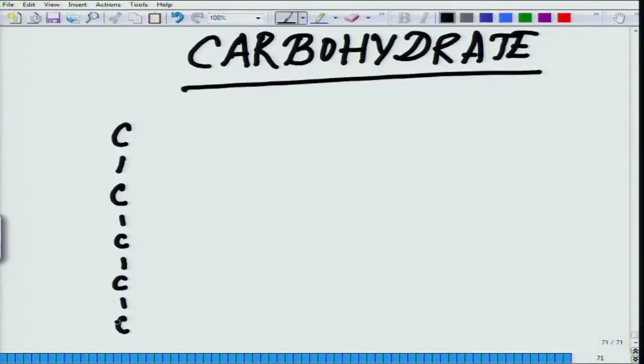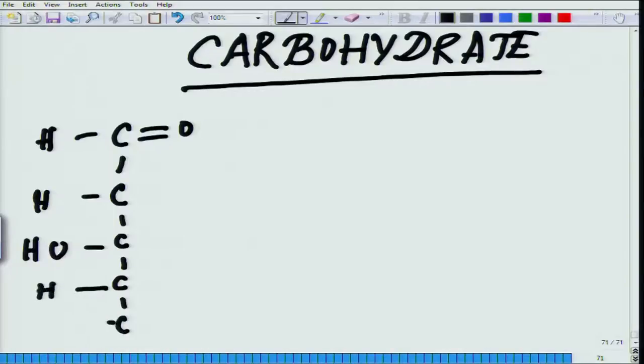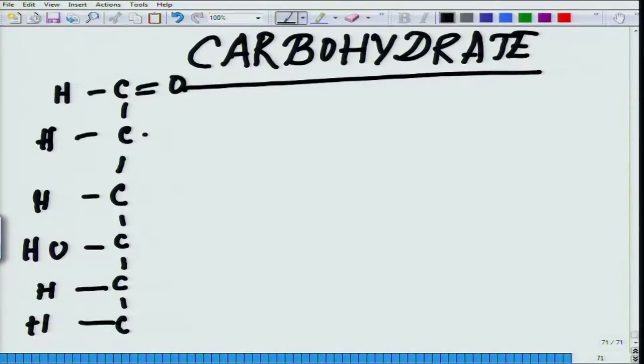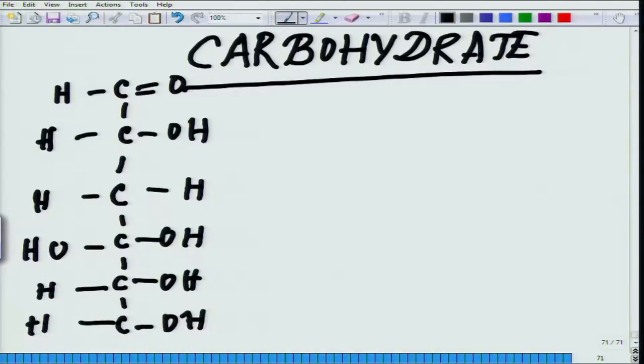Carbon, carbon, carbon. These are molecules of carbon and hydrogen. They're like this. Hydrogen, OH group, hydrogen, hydrogen, 3, 4, 5, and actually, hold on, I have to see, okay, hydrogen, here you have the OH group, hydrogen, hydrogen, then you have OH and you have OH here and you have hydrogen here.